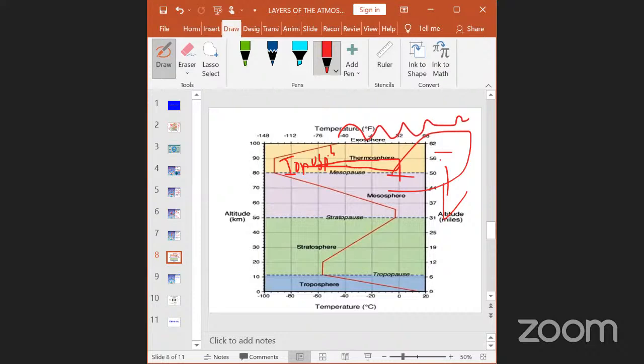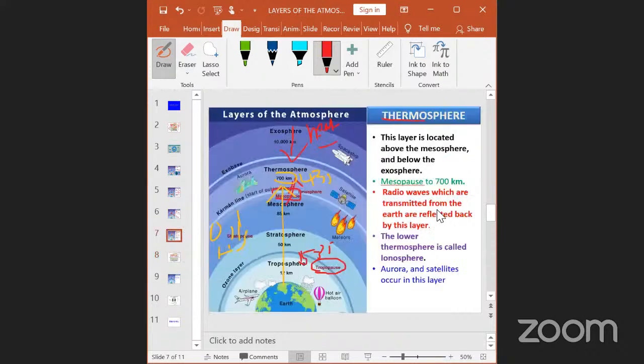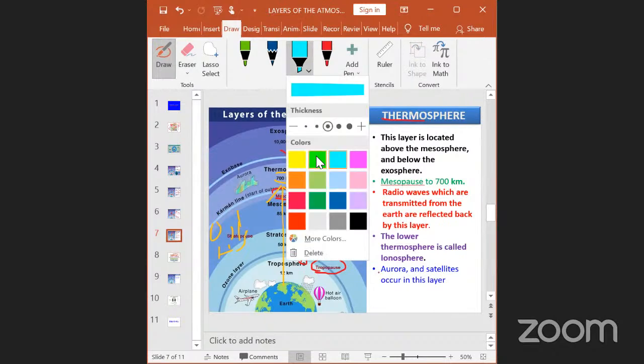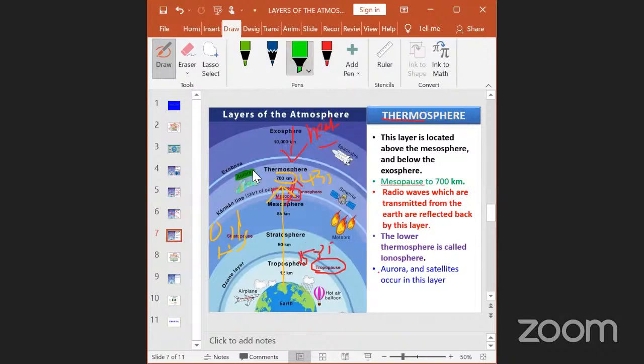The temperature increases with height, right? And you see here, the aurora, and satellites. The aurora and satellites mostly occur in this thermosphere layer.